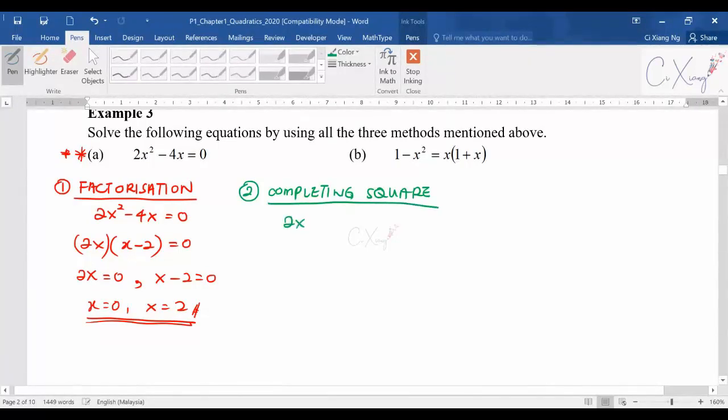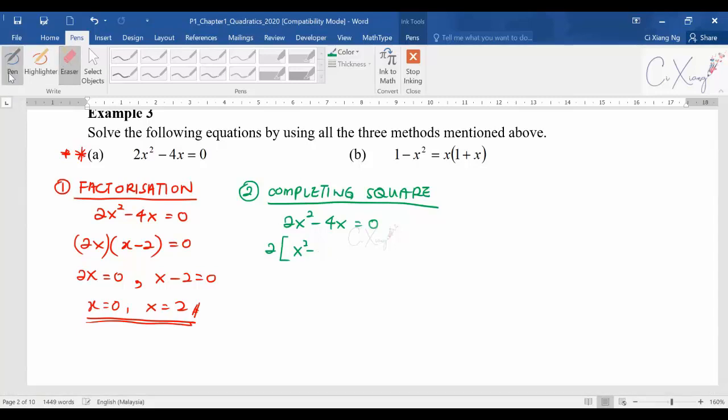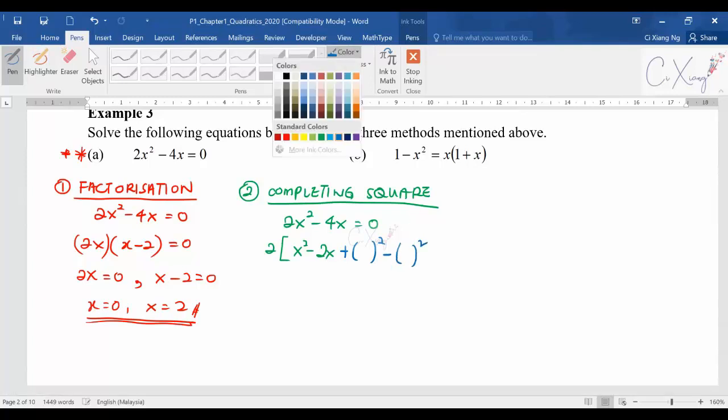Again, you have 2x squared minus 4x equals 0. We learned completing the square before. You can factorize out the 2 if you want. And then after that, you will get x squared minus 2x. After I factorize it out, I can actually complete the square. So it will be plus something squared minus something squared. And then you let it equal 0.